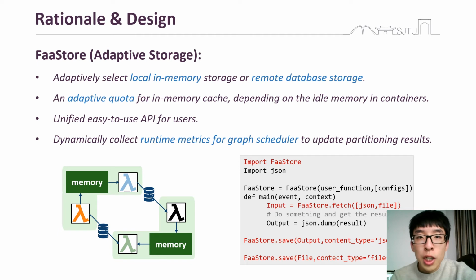Besides the design of worker SP, the addressable feature of functions in the same subgraph also makes it possible to localize the temporary data. Users use a unified API called FaaSStore to save and fetch data. FaaSStore will adaptively select local in-memory storage or remote storage according to the subgraphs. The in-memory cache is dynamically reclaimed from the idle containers to provide an adaptive quota for data transmission.